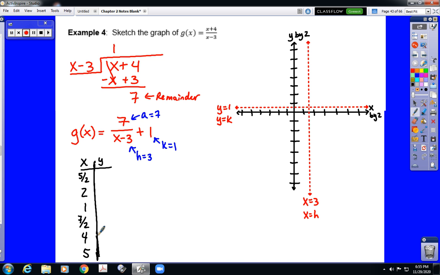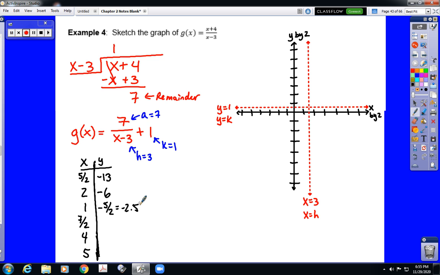So when we put in 5 halves for x, we have 5 halves minus 3, that would be negative 1 half. 7 divided by negative 1 half would be negative 14, plus 1 would be negative 13. Plug in 2. 2 minus 3 is negative 1, which would make this negative 7, plus 1 is negative 6. Plug in 1, that would be negative 7 halves, plus 1 would be negative 5 halves, or negative 2.5.